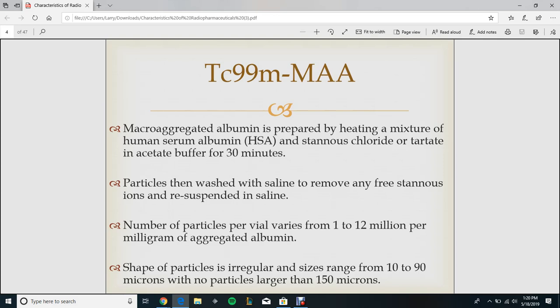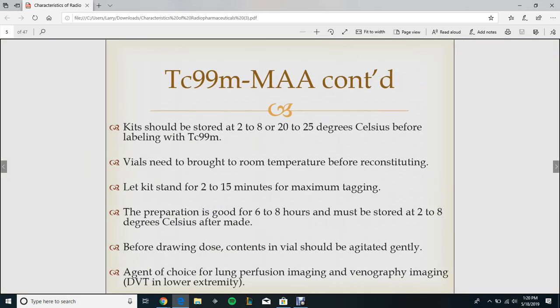The shape of the particles is irregular, and the sizes range from 10 to 90 microns with no particle larger than 150 microns. Kits are stored at 2 to 8 or 20 to 25 degrees Celsius before labeling with technetium-99m. Vials need to be brought to room temperature before reconstituting. Let the kit stand for 2 to 15 minutes for maximum tagging.